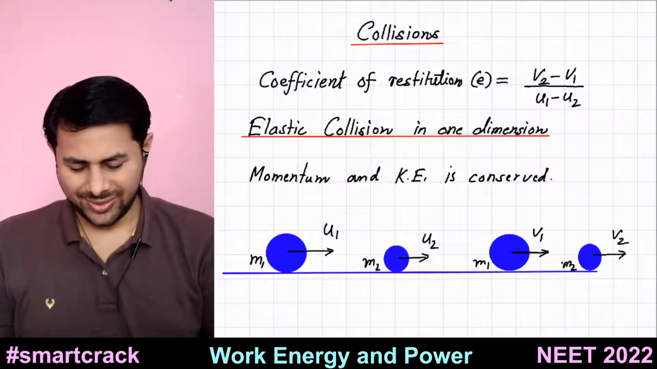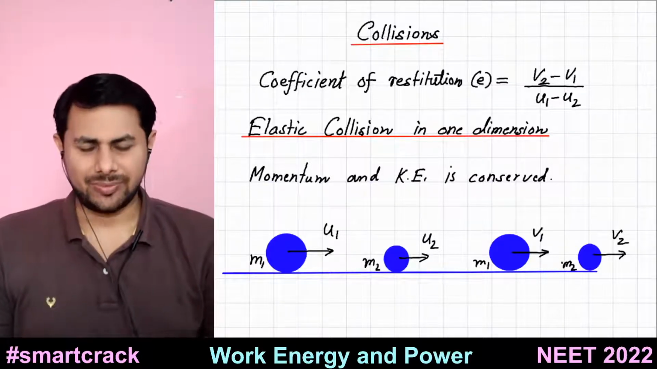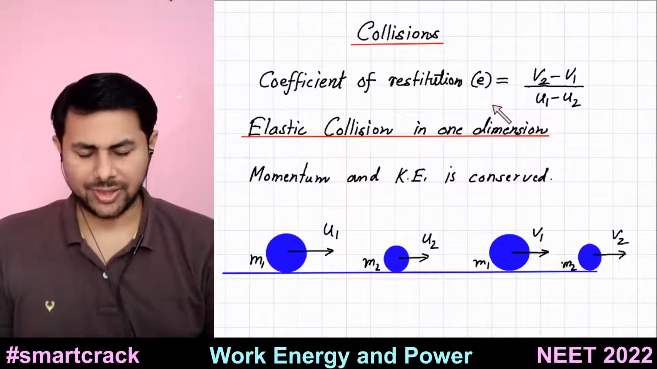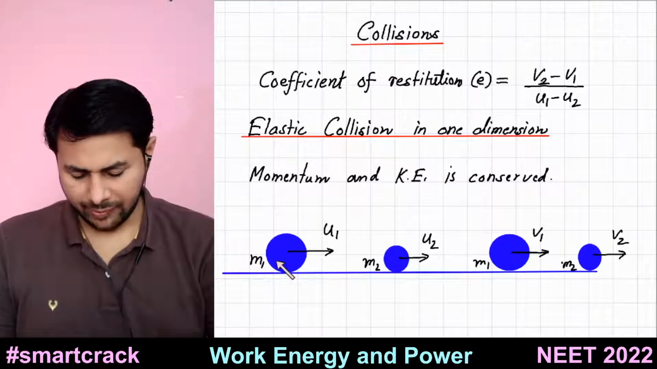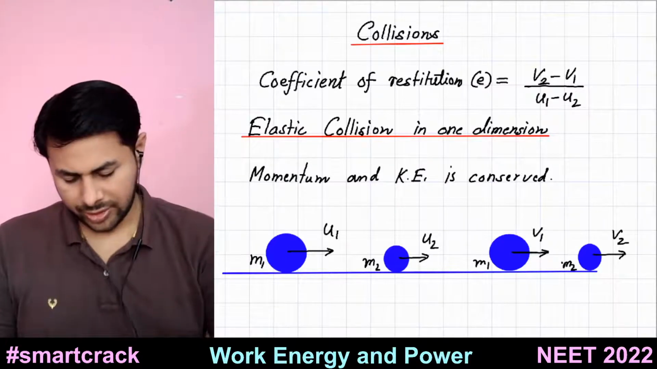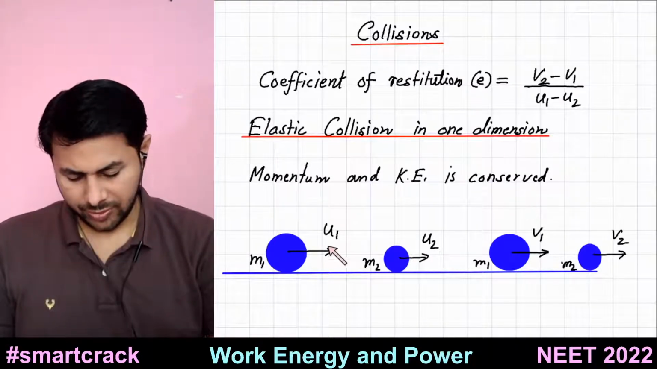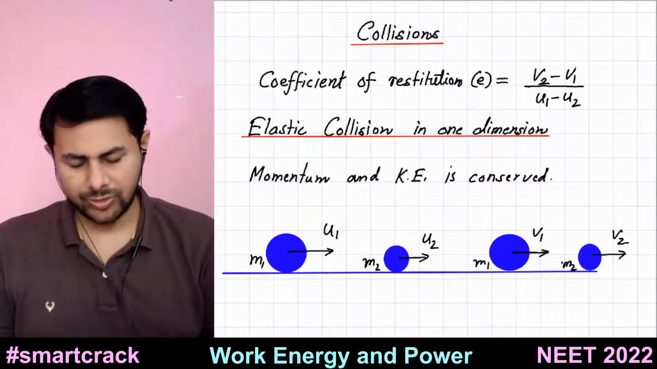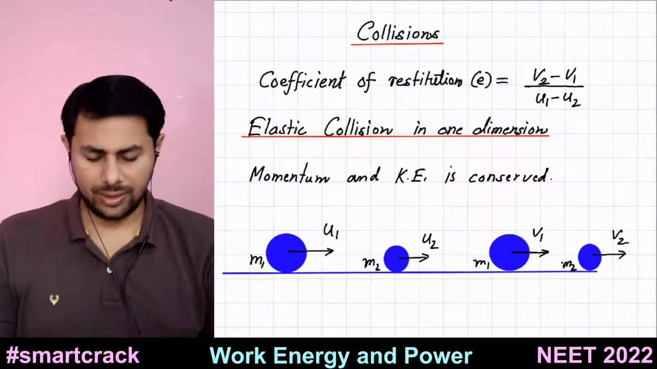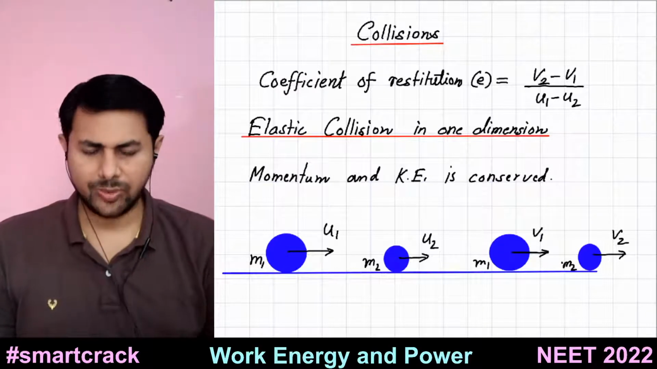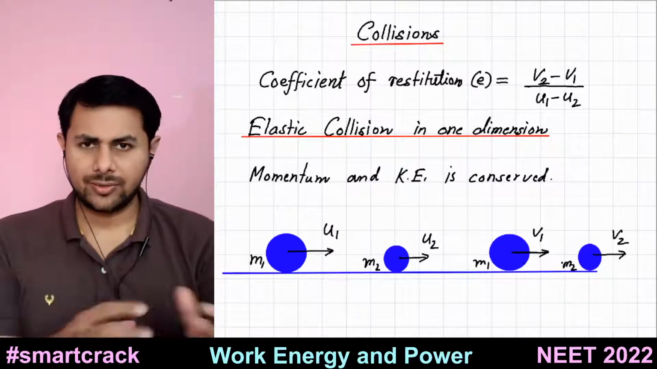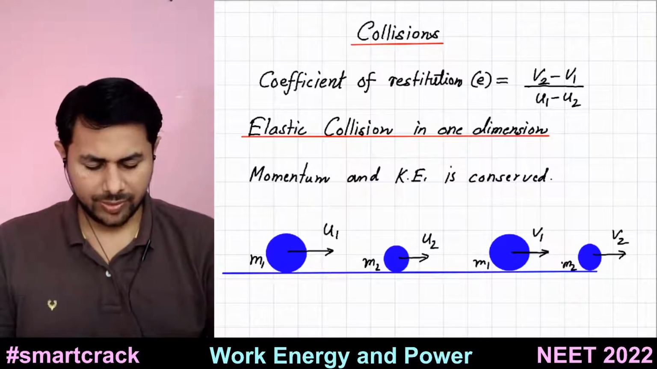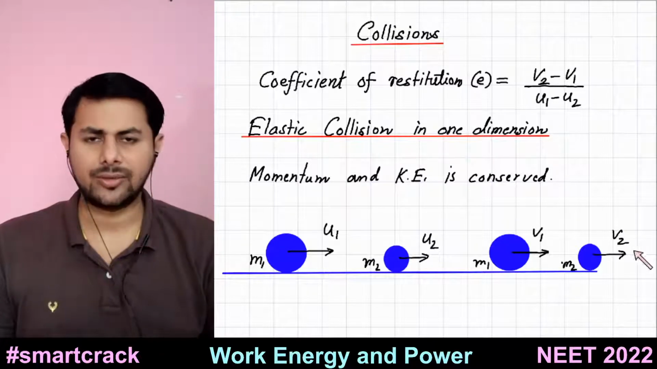So first concept is coefficient of restitution. Let's suppose we have these two bodies. m2 is the mass of the second body, m1 is the mass of the first body. They are moving with speeds u1 and u2. First one is moving with speed u1, second one with speed u2. When the first body hits the second body, there will be a change in their speeds. After collision, suppose the speed of the first body becomes v1 and the speed of the second body becomes v2.